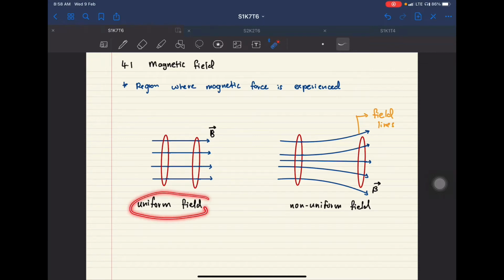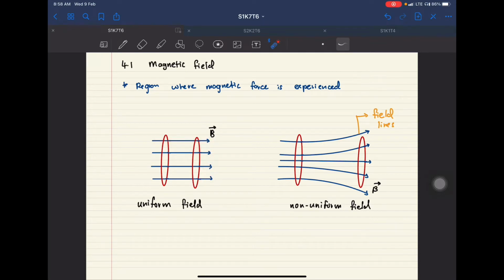So here I show you two types of magnetic field. One is a uniform magnetic field, and another one is a non-uniform magnetic field. The magnitude of magnetic field can be represented by the distance or the number of magnetic field lines per unit area. So if I have 7 magnetic field lines, the magnitude of the magnetic field is higher compared to, let's say in this example, 4 magnetic field lines.